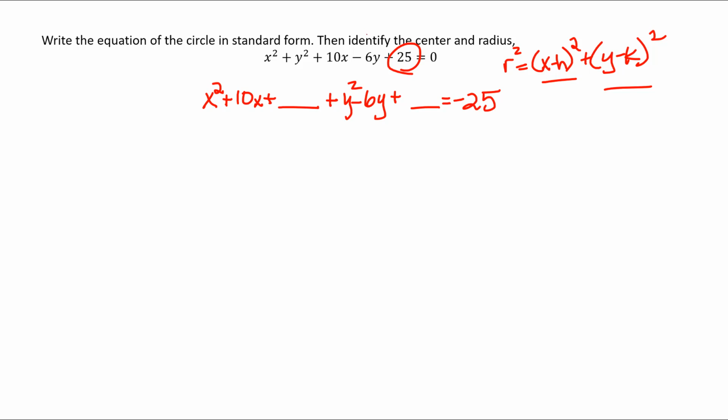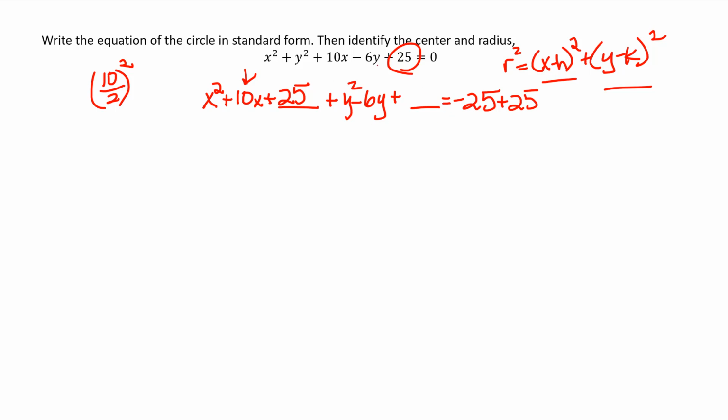To do that, you look at the coefficient on x, take half of it and square it. So 10 divided by 2, and then you square it. So that's 5 squared, and that's 25. So you're going to add 25 there. And if you add it on one side of the equation, you need to add it on the other side.